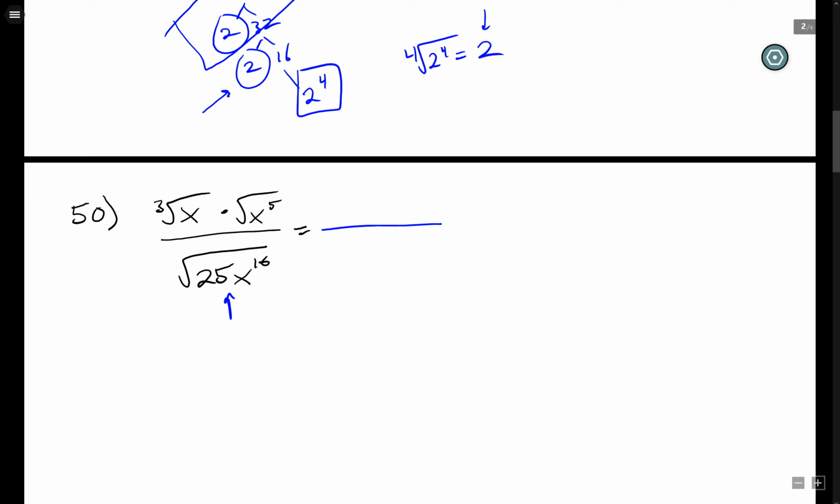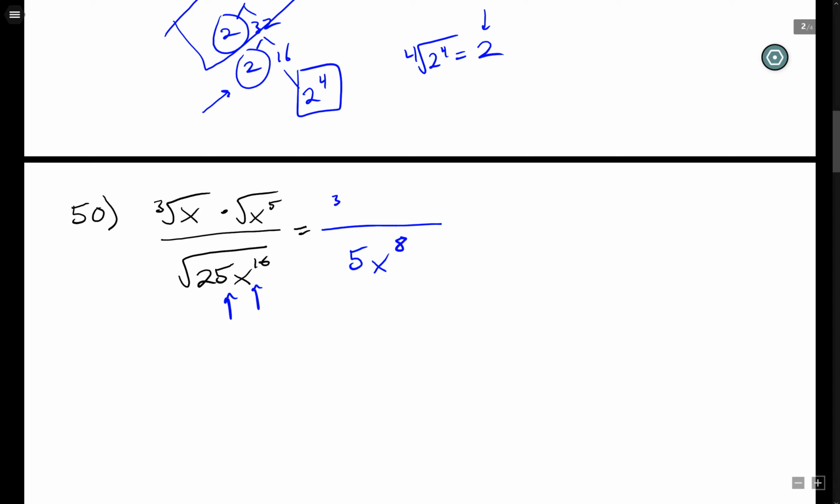For example, at the bottom, the square root of 25 is 5, and the square root of x to the 16 is x to the 8th. The reason being that there are, within the x to the 16, 16 different x's. That means there are 8 pairs of x's, and the square root of each pair of x's is just x. So the square root of x to the 16 is x to the 8th.